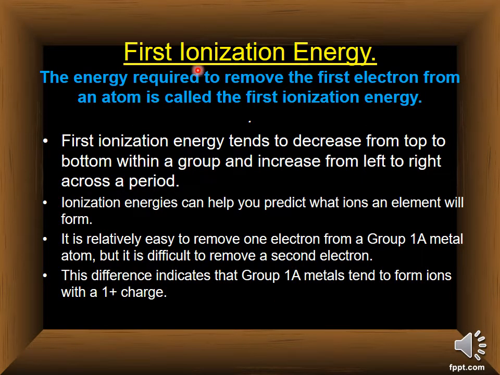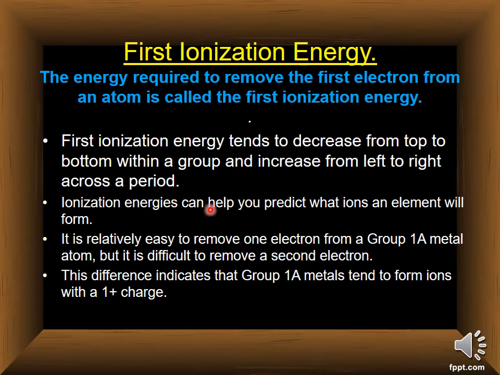Okay, so here we go. First ionization energy: the energy required to remove the first electron from an atom is called first ionization energy. The first ionization energy tends to decrease from top to bottom within a group and increase from left to right across the period. We discussed that already.